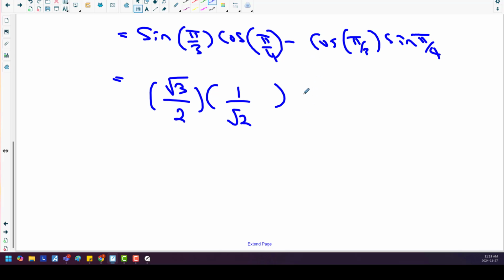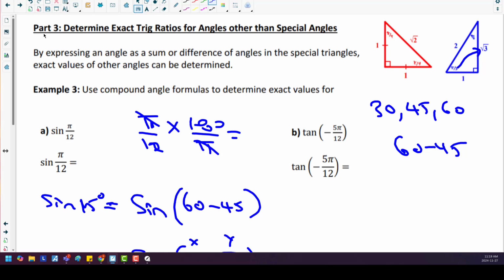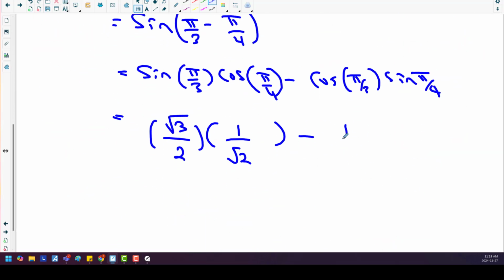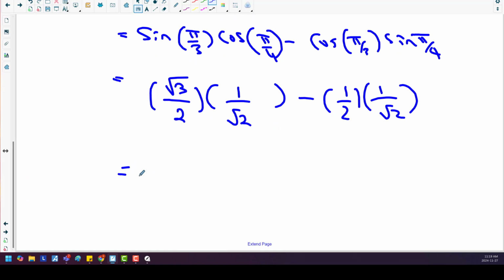Then we have a minus sign. Then we have cos of pi over 3, which is probably a half. Yep, 1 over 2. Multiplying. And sine of pi over 4, or 45 degrees, is 1 over root 2. And that's it. Now it's just a basic fraction, radical, adding, subtracting question. There's no trig involved now.